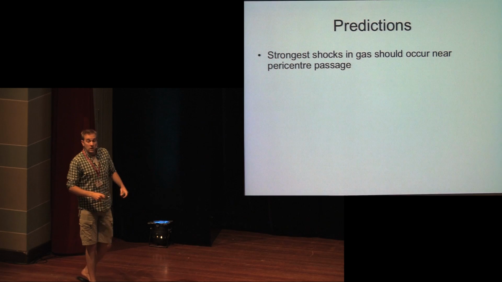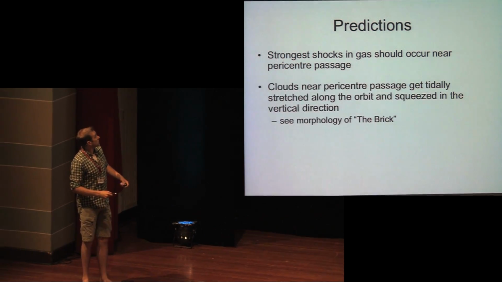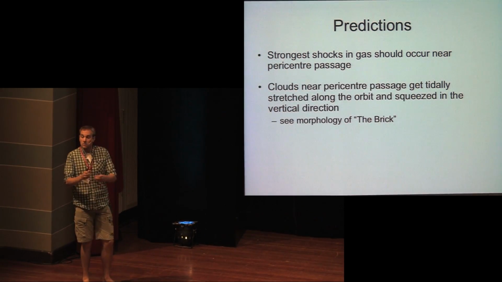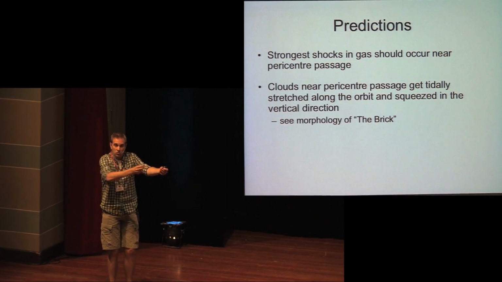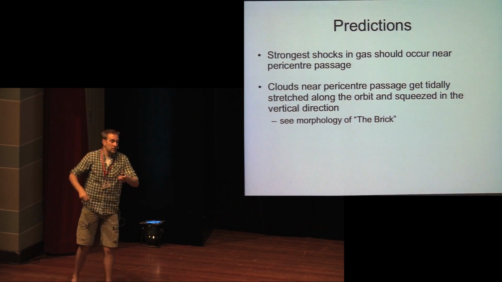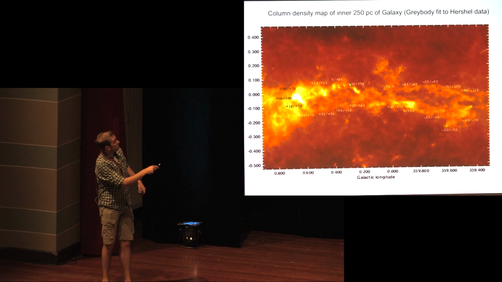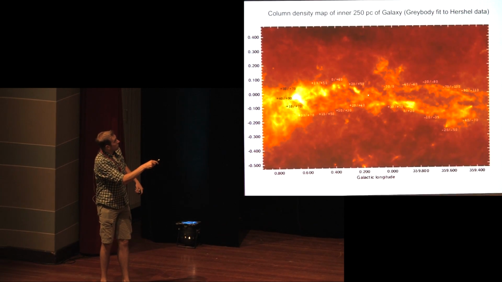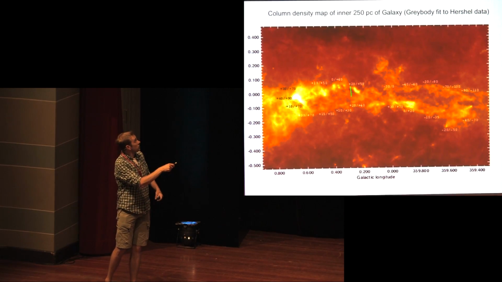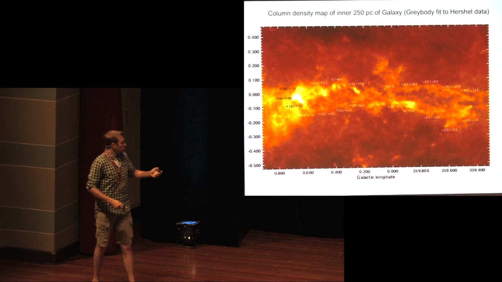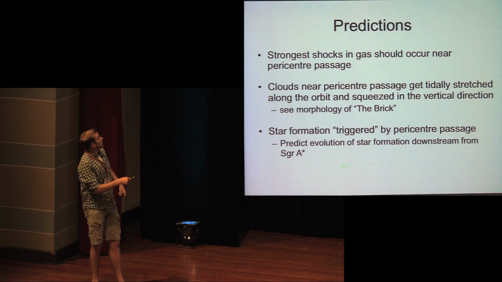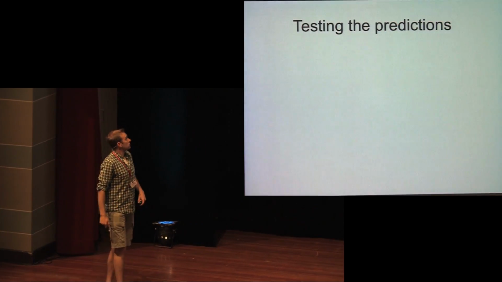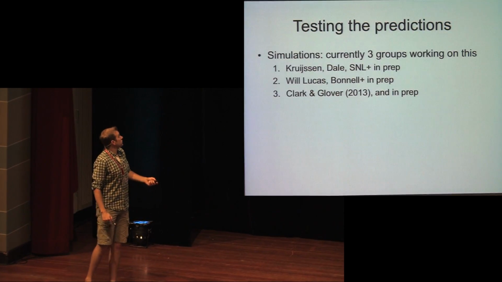So our predictions: the strongest shocks in the gas should occur near the pericenter passage. The cloud should be, just because of tidal interaction, stretched along the orbit and squeezed perpendicular to the orbit. So that's this guy here. This is the orbit. And this one, certainly circumstantial, but it certainly is elongated along it, and it's the most compressed bit perpendicular. And we predict that this is evolution of star formation. So we want to test those predictions.